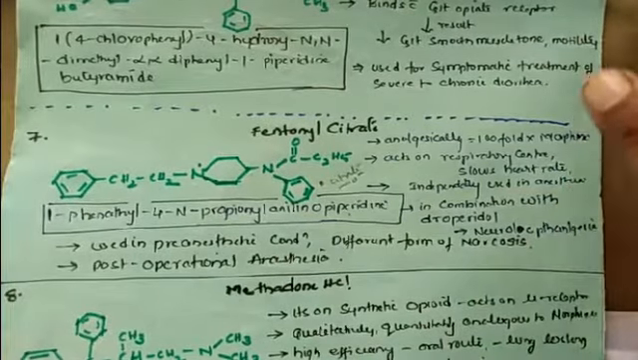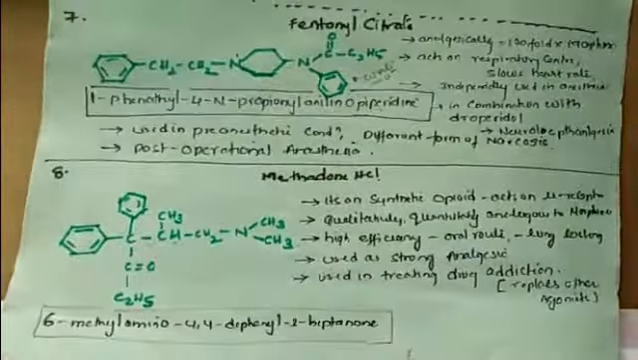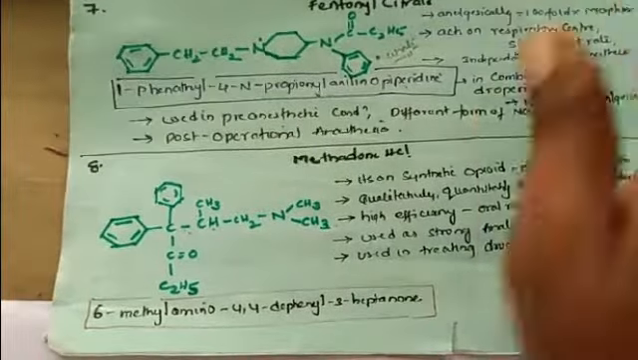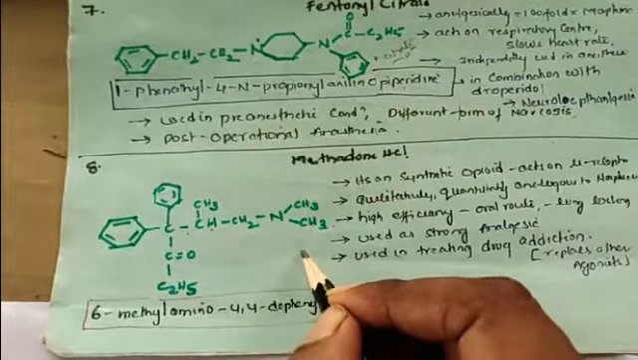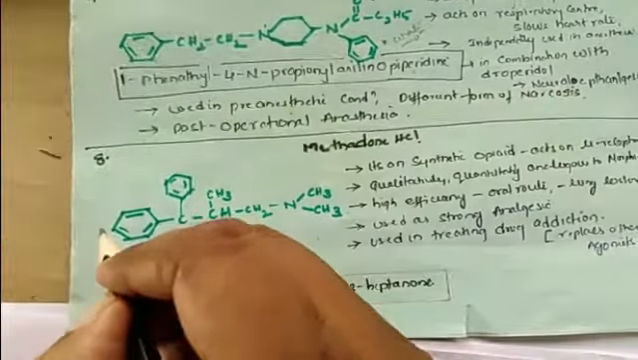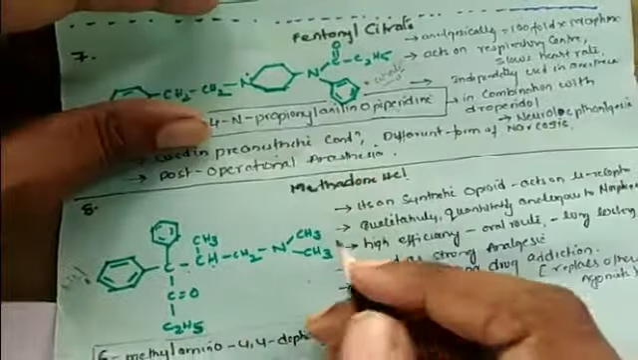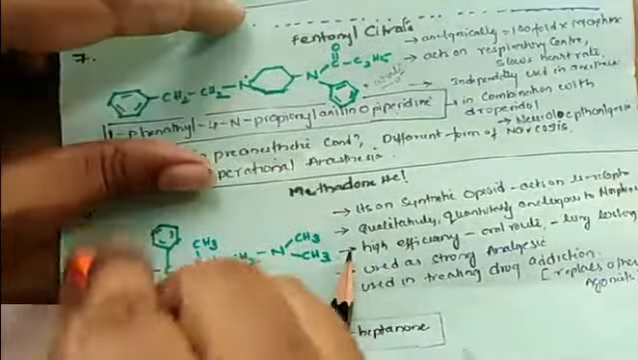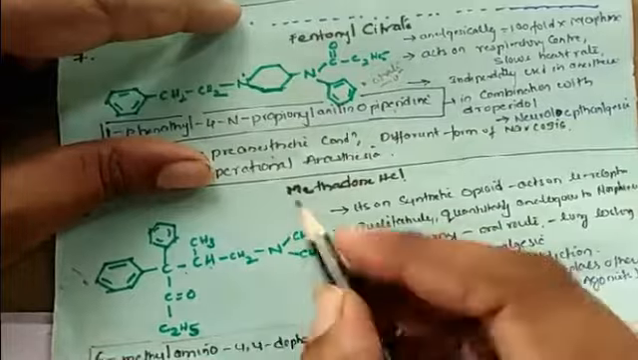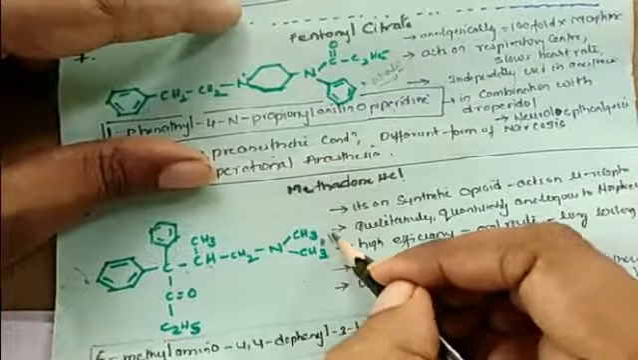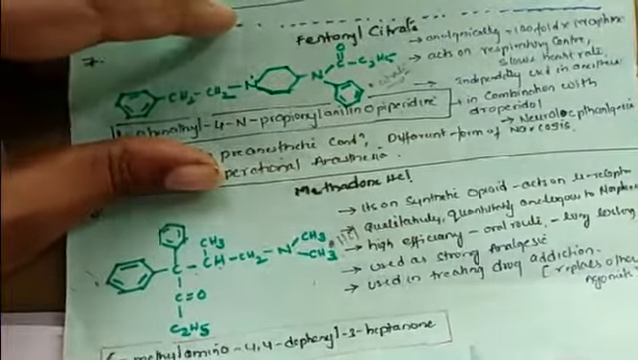Coming to the next drug molecule, methadone HCl. It is suggested to write HCl after completion of the structure, here. Okay, HCl. Just put HCl there. This is the structure of methadone HCl.